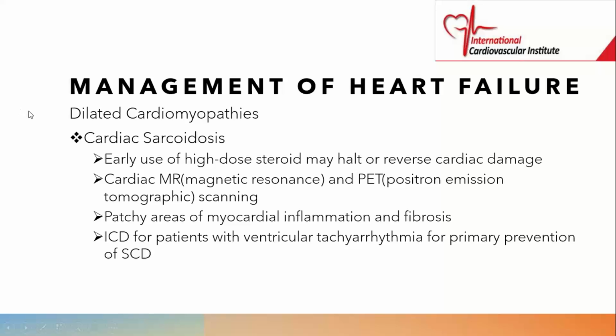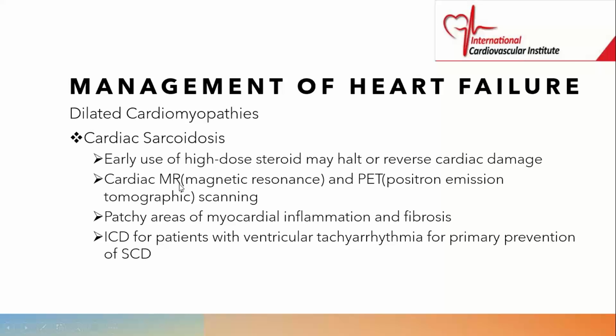So if you make an assessment of cardiac sarcoidosis, the early use of high dose steroid may halt, may stop, or reverse the cardiac damage. So if you make an assessment, and it's important to make that assessment, high dose steroid may be very helpful. And how we're going to make that assessment, we're going to use cardiac MR, that magnetic resonance, or PET scan. Again, people doing exams, this is how you do it.